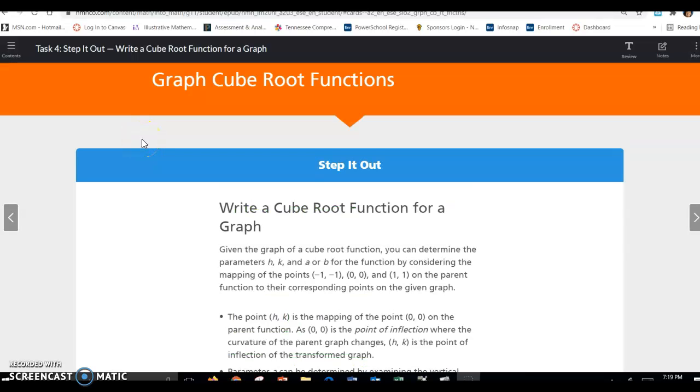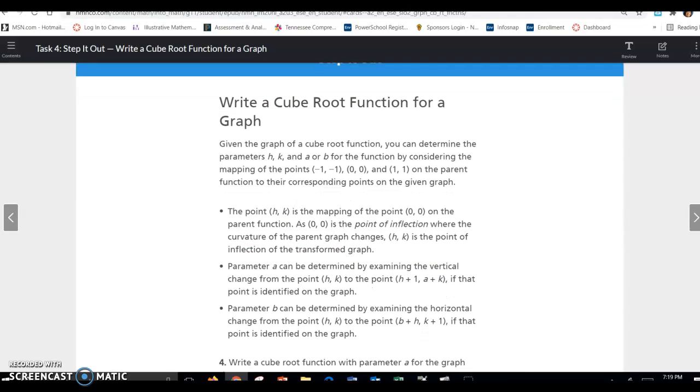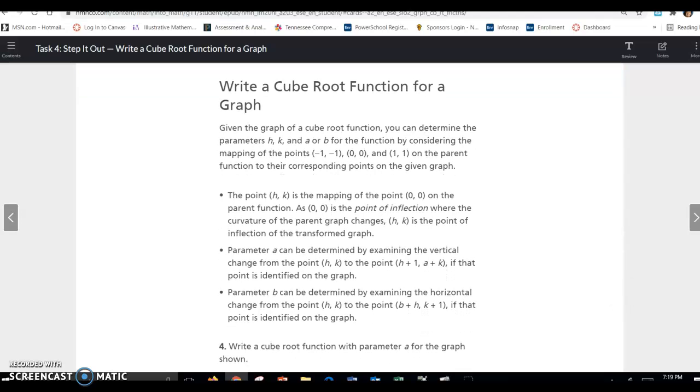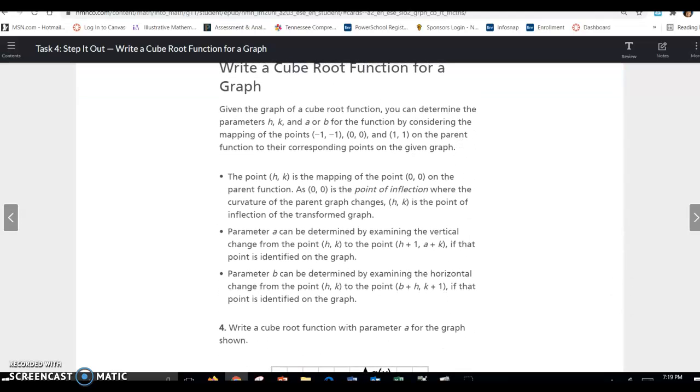Lesson 7.4, task 4. Write a cube root function for a graph. Given the graph of a cube root function, you can determine the parameters h, k, and a or b for the function by considering the mapping of the points (-1, -1), (0, 0), and (1, 1) on the parent function to their corresponding points on the given graph. All right, so you can find the parameters h, k, and a or b. So it's going to have an a or b.